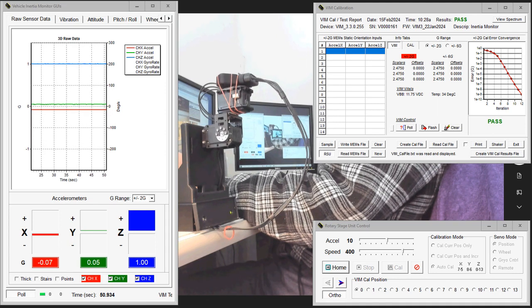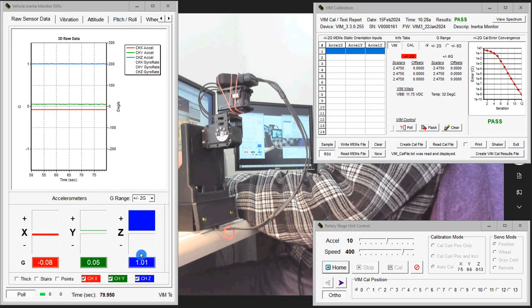This is a demonstration of a robust calibration technique for 3D MEMS accelerometers. The rotary stage unit is outfitted with 2 servo motors that allow the vehicle inertia monitor device to be situated at 14 different orientations. This is the accelerometer at this point that has not been calibrated.